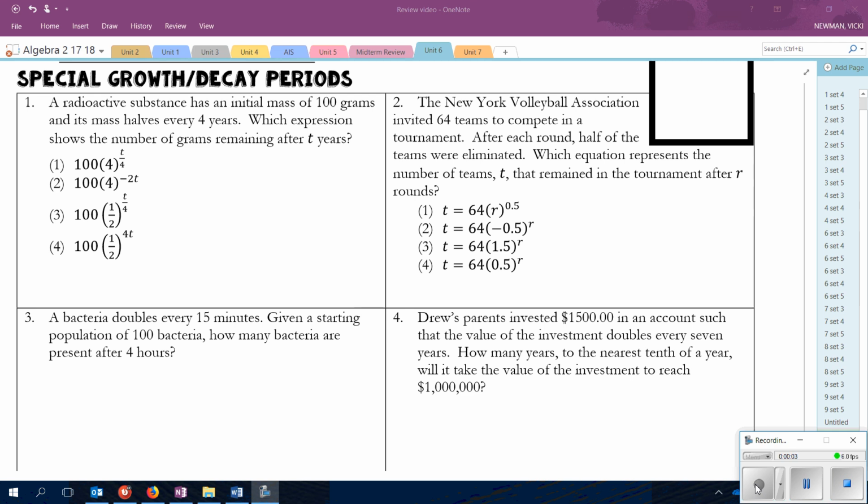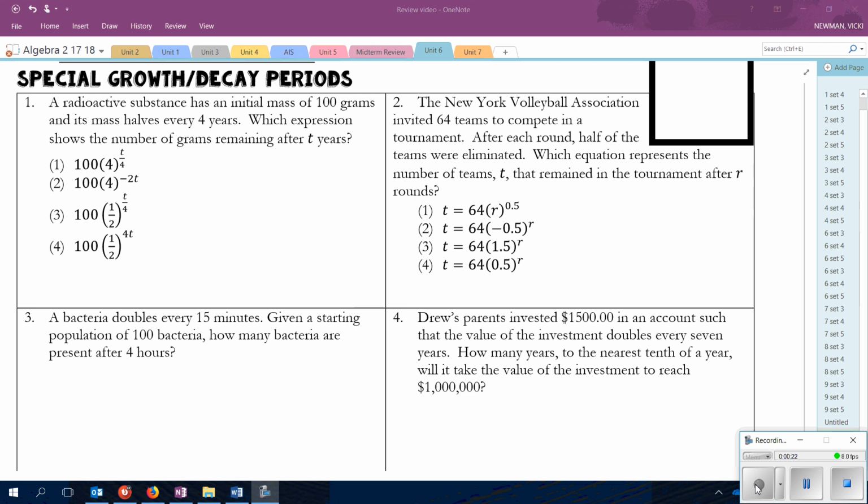Okay, special growth and decay periods. I kind of sectioned these off because I briefly talked about them, and they act very special and very different, and there's something else to take into account. In our notes, we called these half-life questions, and they were on the day with basic applications.